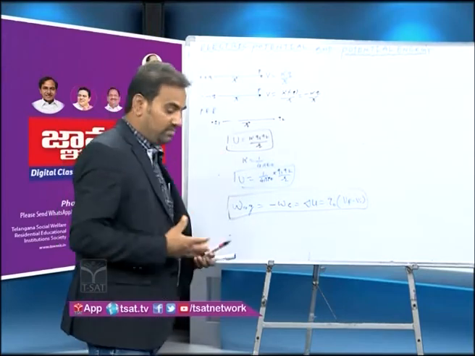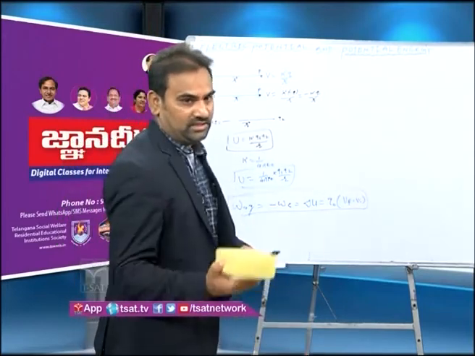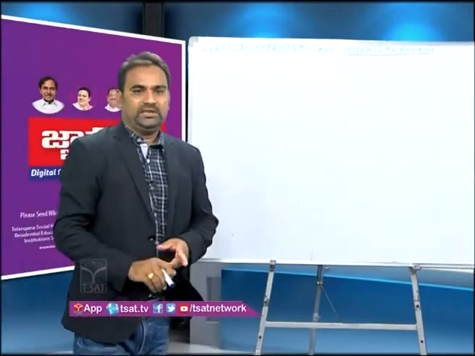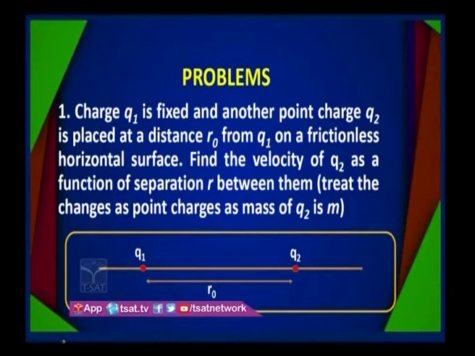to discuss some applications. First one: a charge Q1 is fixed and another point charge Q2 is placed at a distance of R naught from charge Q1 on a frictionless horizontal surface. Find the velocity of Q2 as a function of separation R between them. Treat the charges as point charges and the mass of Q2 is m.